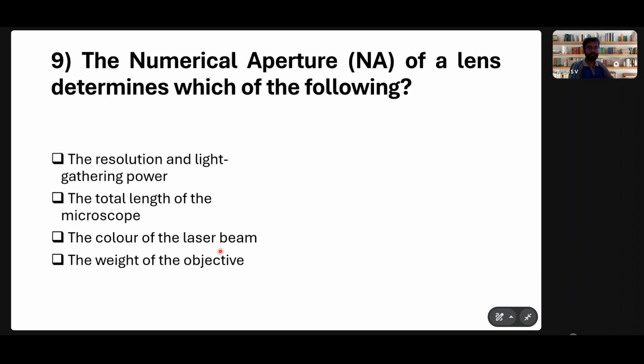Yeah, this is also a pretty straightforward question. What does the numerical aperture of a lens determine? Whether it determines the resolution and light gathering power, the total length of the microscope, the color of the laser beam, or the weight of the objective. And pretty much the most straightforward answer, as you all know, where the numerical aperture formula is being used, is the resolution and the light gathering power. So that is what the numerical aperture signifies.